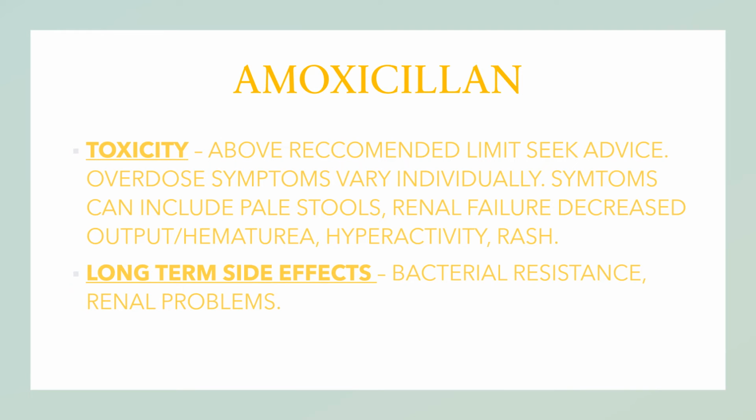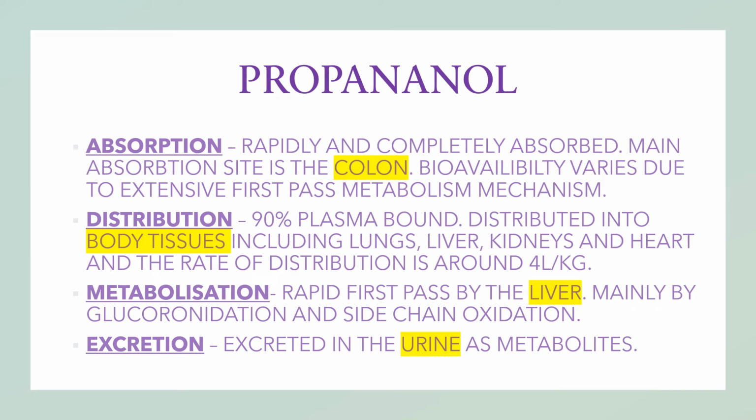Next up, propranolol. The absorption is rapid and complete. The main absorption site is the colon. The bioavailability varies due to extensive first-pass metabolism. For distribution, it's 90% plasma bound, and it's distributed into the body tissues, including the lungs, liver, kidneys and heart, and the volume of distribution is around 4 litres per kilogram.